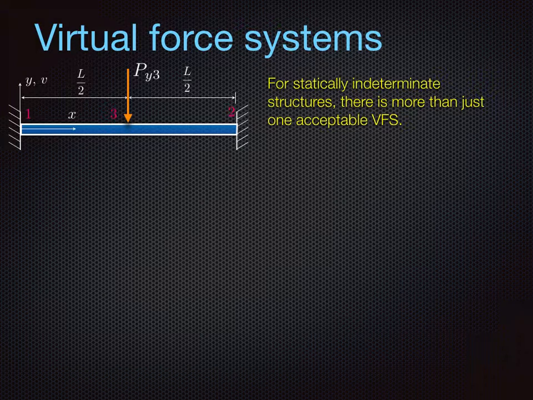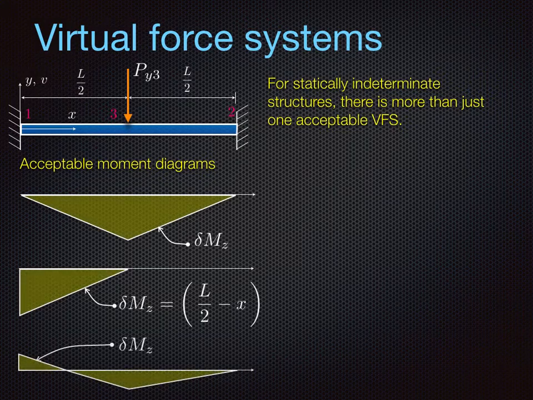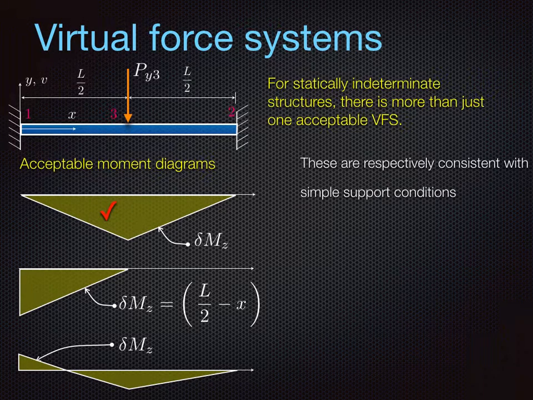When we're doing so, obviously for indeterminate systems, we have more than one choice in generating virtual force systems. So acceptable moment diagrams, for example, would be as follows. Here are three examples of it. The one at the top is consistent with a statically determinate version of the system that is simply supported on both ends. One that is cantilevered on the left side and free on the right-hand side.